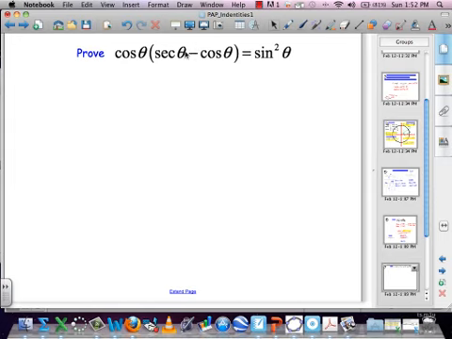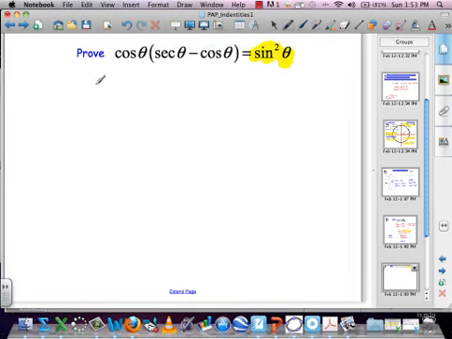Your job is to take one side, mess with it until it looks like the other side. Or take the right side, mess with it until it looks like the left side. Or you can work with both sides as long as you don't do things to both sides, like multiply both sides by 2 or subtract 4 from both sides. So in this example, I'm not going to touch the left side. I'm just going to leave it alone. I'll work with the right side until it looks like this. So that's one strategy.